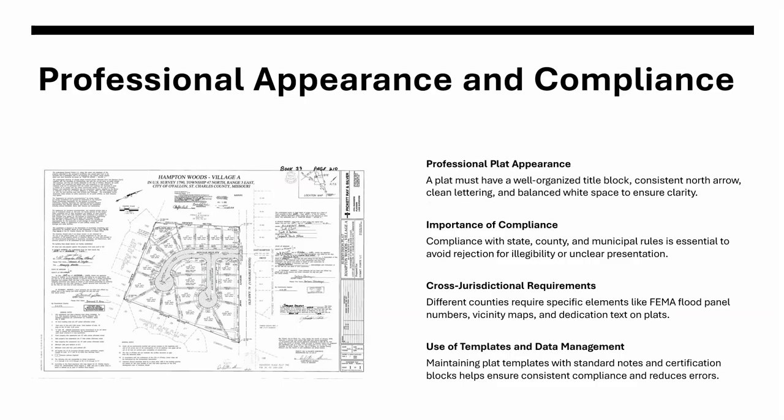A plat is also a public-facing document. Once recorded, it's no longer just a technical artifact, but a part of the permanent legal record. For that reason, it must project a professional appearance. This means you need a complete, well-organized title block with the surveyor's name, firm registration, project information, and sheet numbers; north arrows and graphic scales placed consistently; clean lettering, free of overlapping or crooked text; balanced use of white space, avoiding crowding in certain areas; and neatly drawn curve tables, legends, and certification statements.